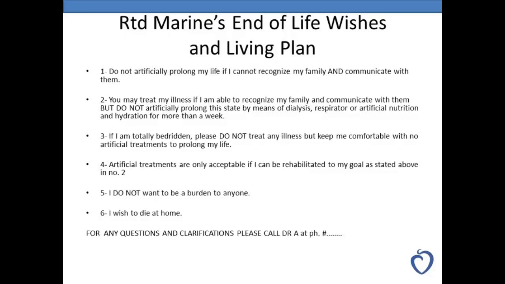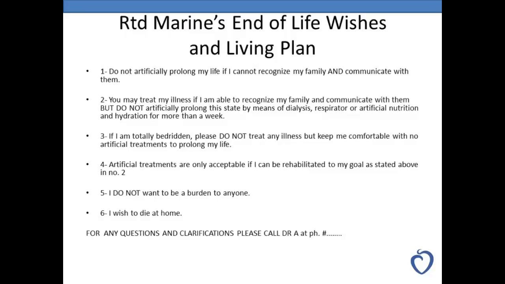Third was that if I'm totally bedridden, and this is important, this is the first time that I've had a patient who mentioned this as an important physical ability for him, that if I'm totally bedridden, please do not treat any illness, but keep me comfortable with no artificial treatments for long life. So in other words, what he's saying is, if he gets a pneumonia, he gets sepsis, he gets cellulitis, whatever, don't give him antibiotics, just keep him comfortable because he's already totally bedridden and he doesn't want to live like that anyway. So if the illness was going to take his life, that's his way out.